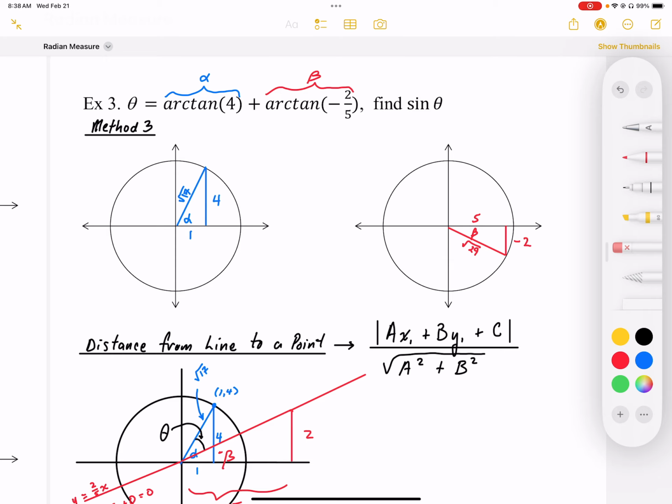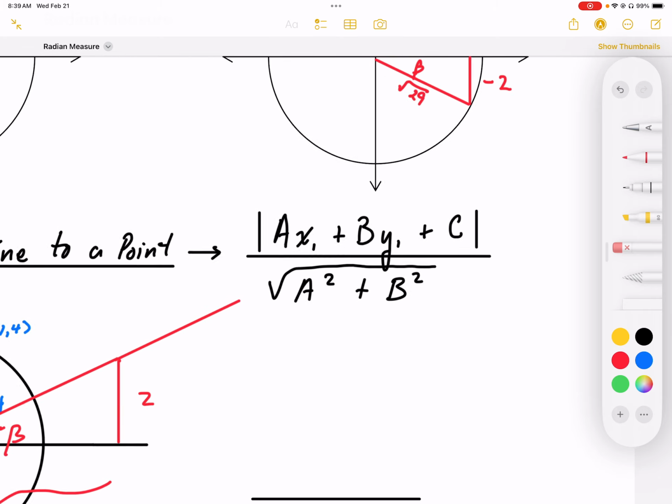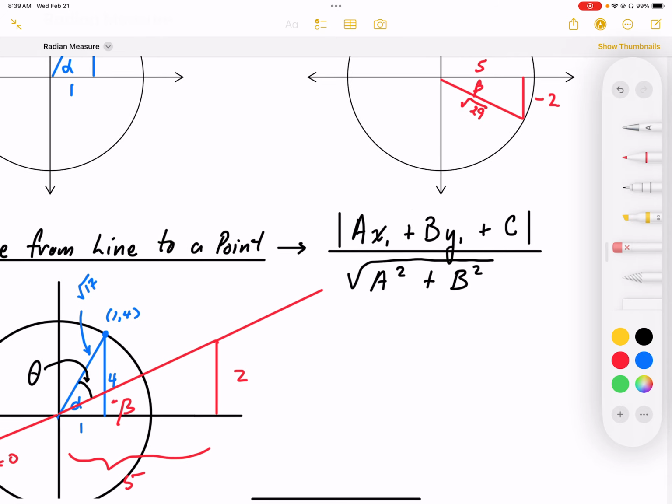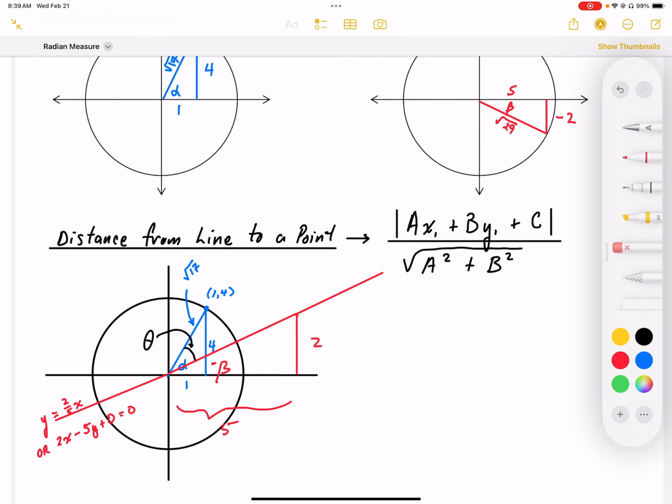In this solution, we're going to use the distance formula from a line to a point. So this formula that's given here involves using a linear equation in the general form. When we have the general form equation ax + by + c = 0, we can use that equation.